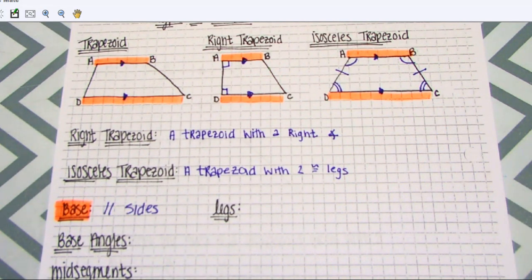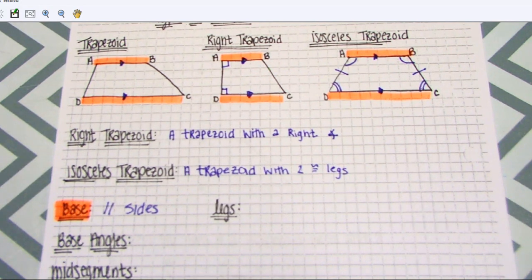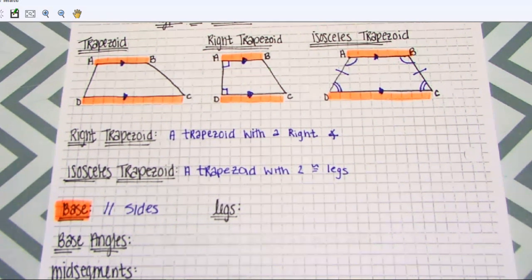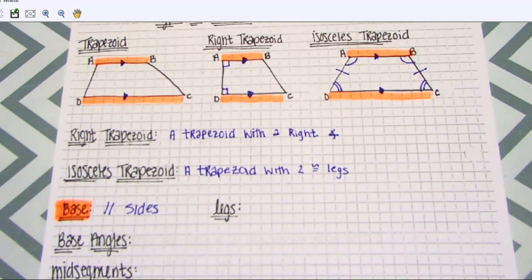So bases are parallel. You might want to grab more colors if you are. I would grab like one of each, because I think on the next page we're going to use a little bit more. Okay. All right, so base, those are the parallel sides of this shape. So the bases are the parallel sides. The base angles sit on the base. So base angles are only congruent if the trapezoid is isosceles.